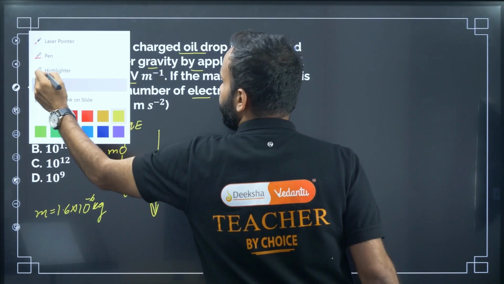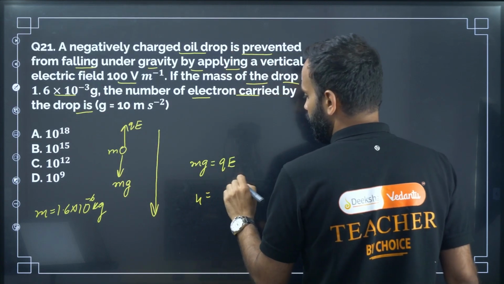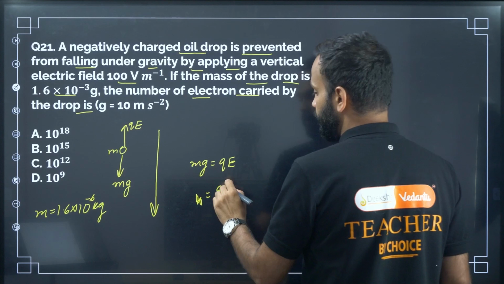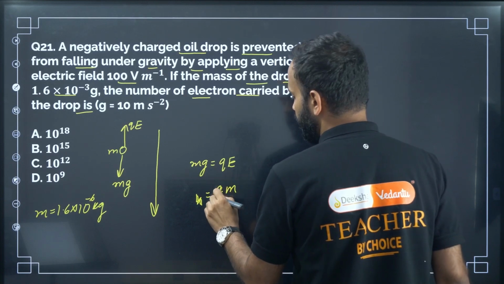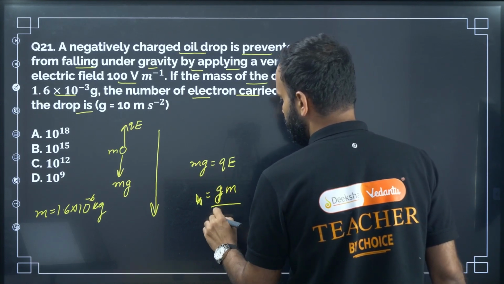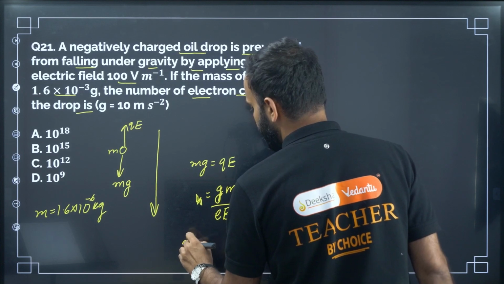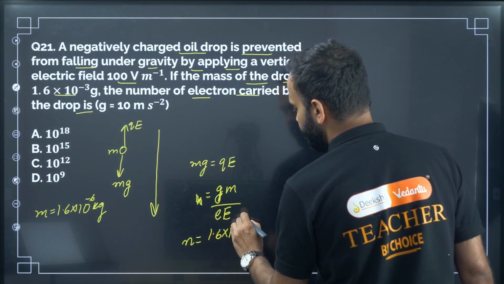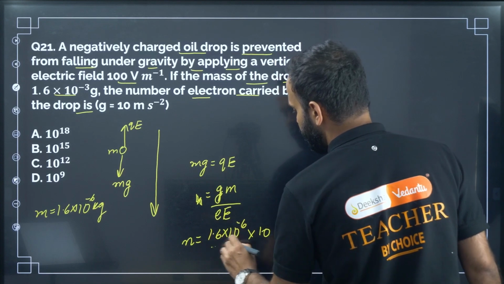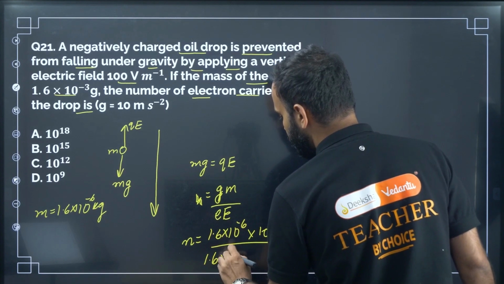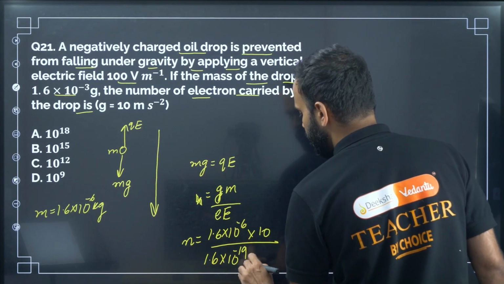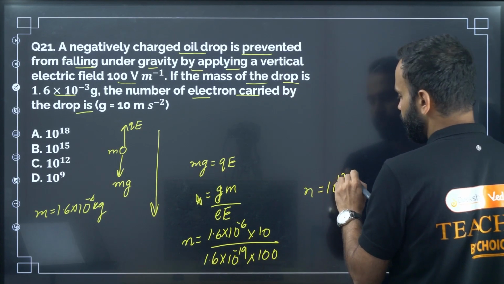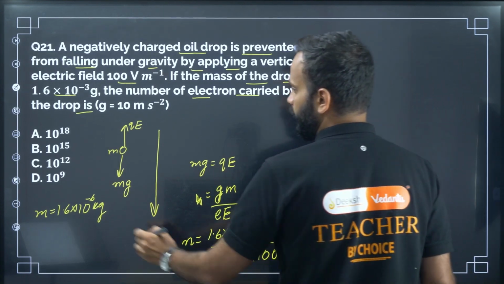So N equal to mg divided by small e into capital E, right? So N equal to m is 1.6 into 10 to the power minus 6, g is 10, divided by e is 1.6 into 10 to the power minus 19 into E, that is 100 volt per meter. So solve this, you will get N equal to 10 to the power 12. The correct option is C.